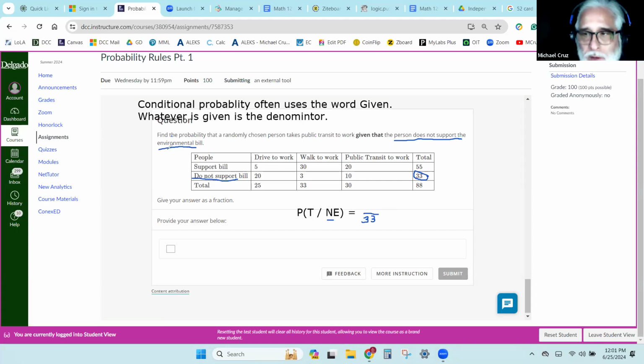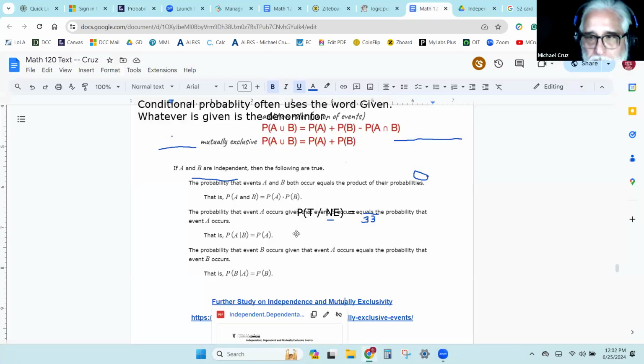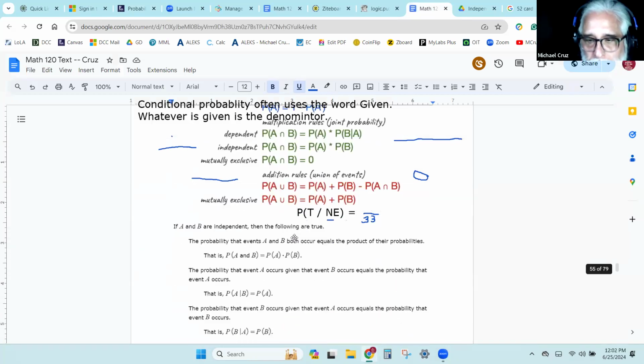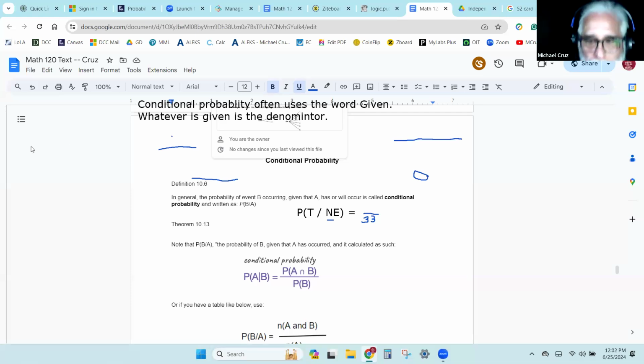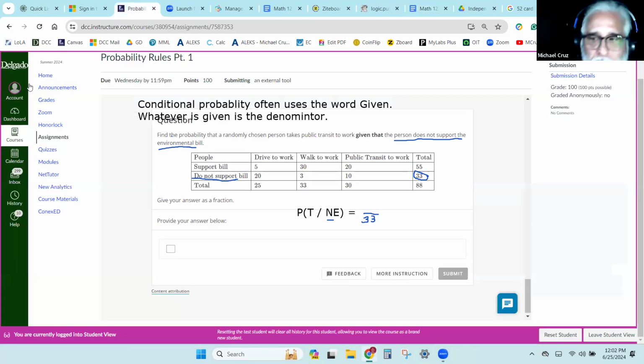Now, what we got to do is remember the formula that we're using. Where's it at? Like this one right here. The "and" is on the top. So that means both. So I got to find that intersection. So over here, do not support, but take public transportation. So there we go. That's it.